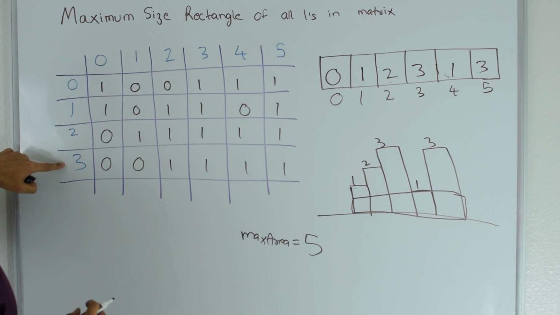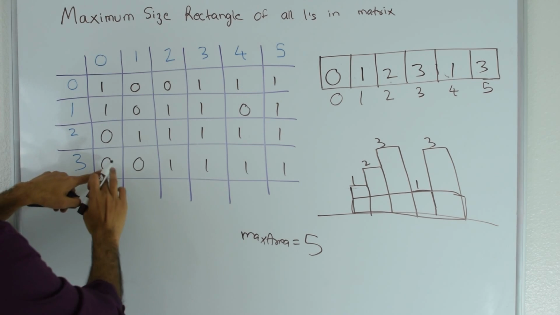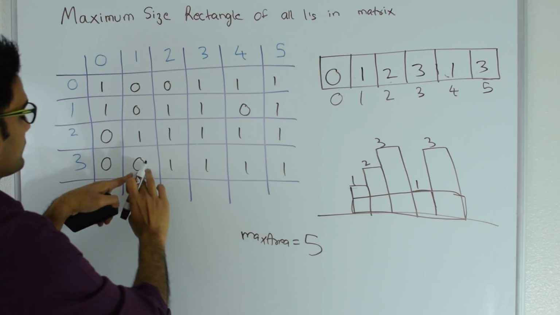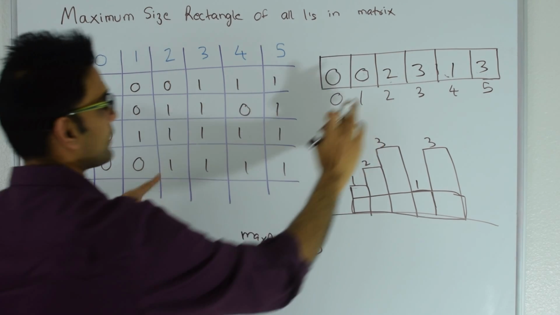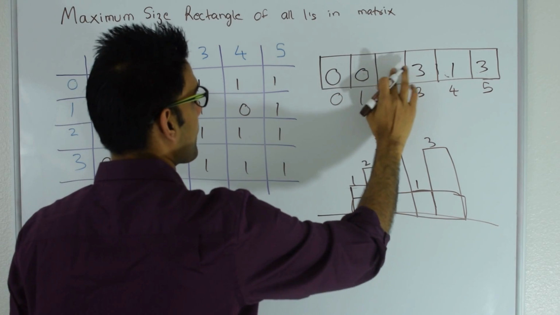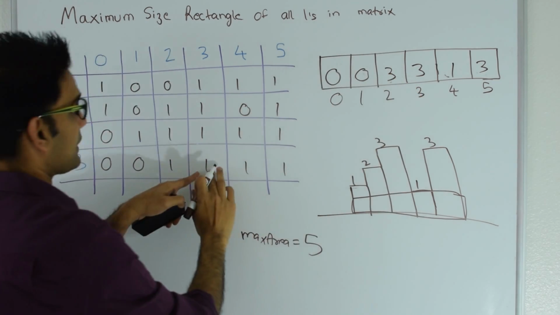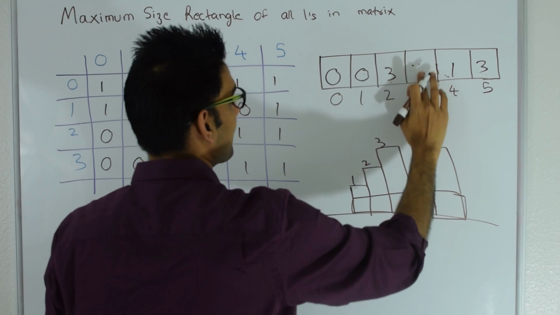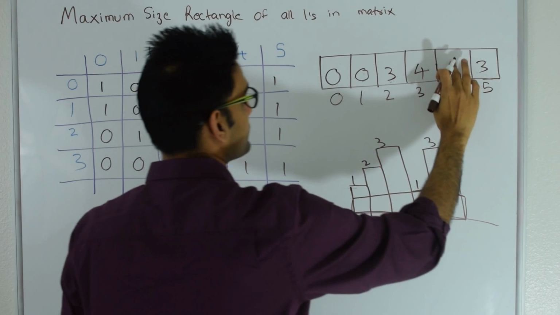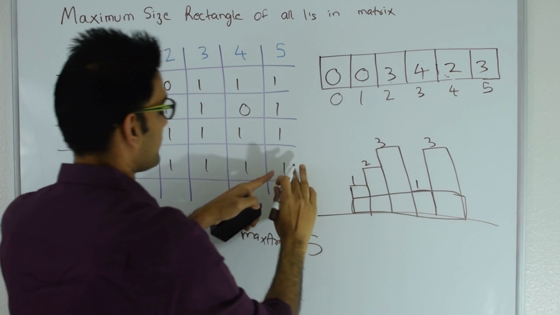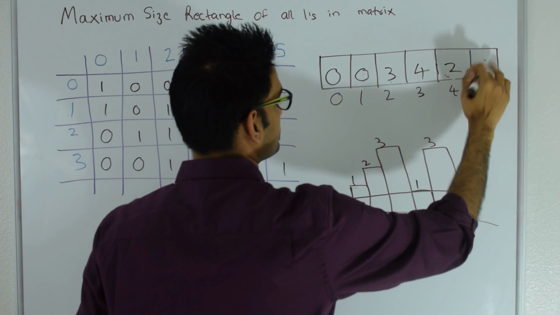Alright, let's bring the last row into that array. So since this value is 0, this becomes 0. This value is 0, so this becomes 0. This value is 1, so this becomes 3. This value is 1, so this becomes 4. This value is 1, so this becomes 2. And this value is 1, so this becomes 4.